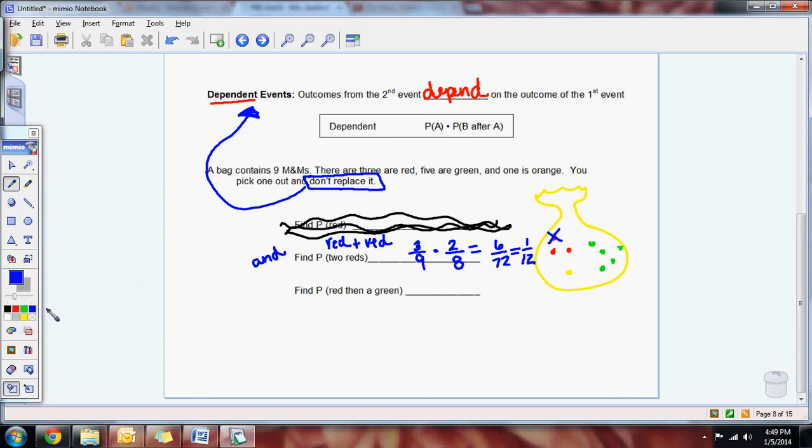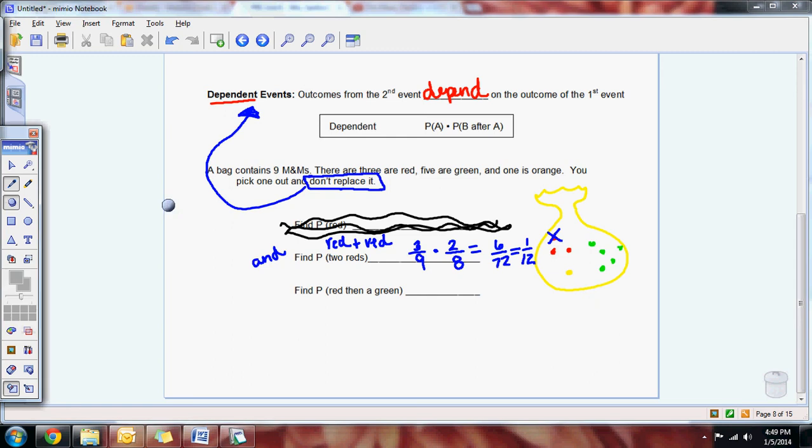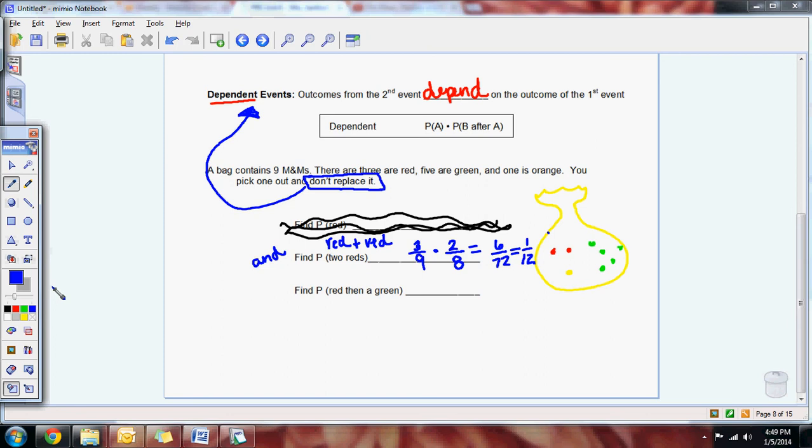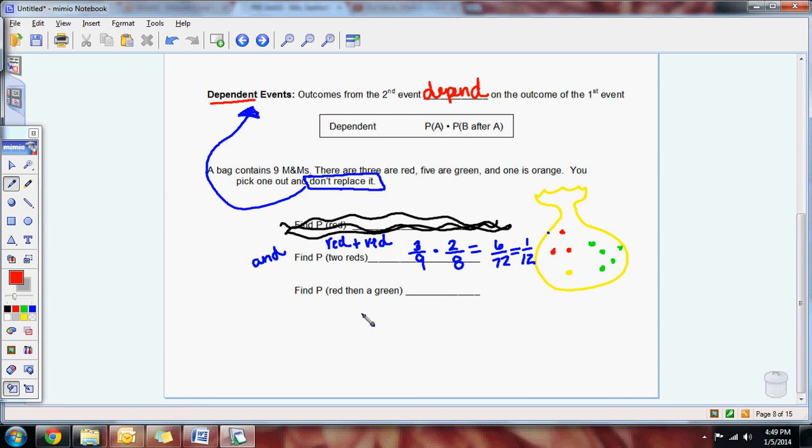So we're going to start fresh with a whole new scenario here. Okay, so all the M&Ms are going to go back. And let's find the probability of reaching in, pulling out a red, and then a green. Okay, without replacing it. So the probability now of reaching in and pulling out a red is going to be 3 out of 9. Now that red, again, I'm going to eat after I pull it out. I'm not going to put it back.